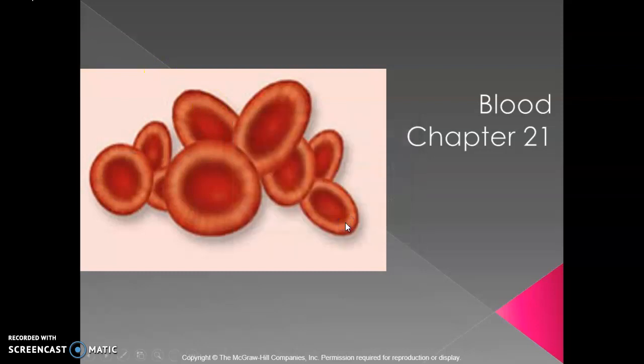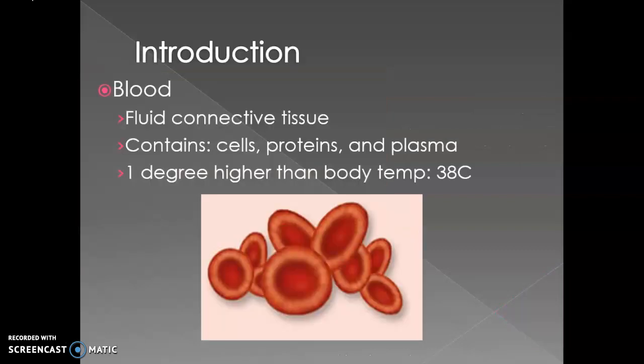Hi class. Today we are going to start talking about the blood, and blood is a fluid connective tissue. So I want you to remember what are the three basic components of connective tissue. Remember the monkey jungle? Yes, the three basic components are fibers, cells, and ground substance, right? In blood, the ground substance is fluid and it's called plasma. So that's a ground substance.